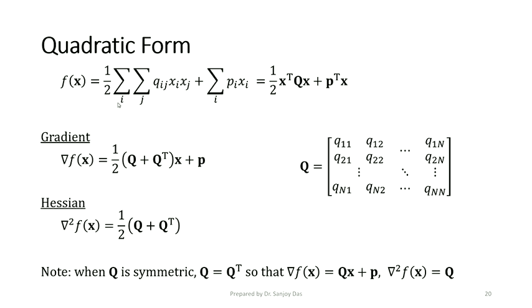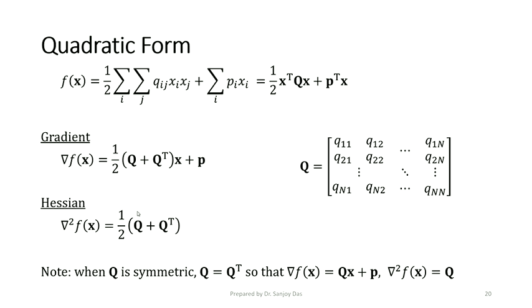f of x, so we have multiple variables, x1, x2, x3, and so on. It's given by this, and these are the coefficients. This is a quadratic term, okay? And this is a linear term, summation p_i x_i. We can rewrite this in this manner, where Q is equal to this. p transpose x is the same as x transpose p, remember that, right?